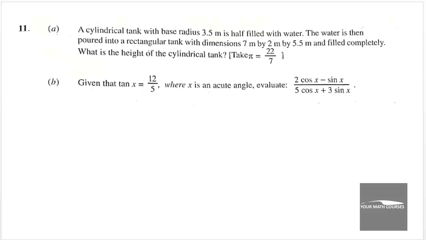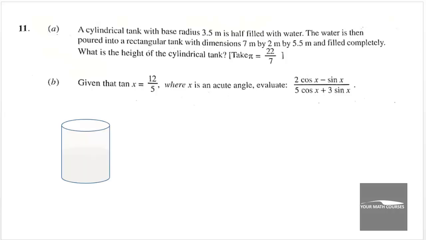Question 11 is on volumes of solids and trigonometry. A cylindrical tank with base radius 3.5 meters is half filled with water. The water is then poured into a rectangular tank with dimensions 7 meters by 2 meters by 5.5 meters and fills it completely. What is the height of the cylindrical tank? Take pi to be 22/7. So let's deal with that one.